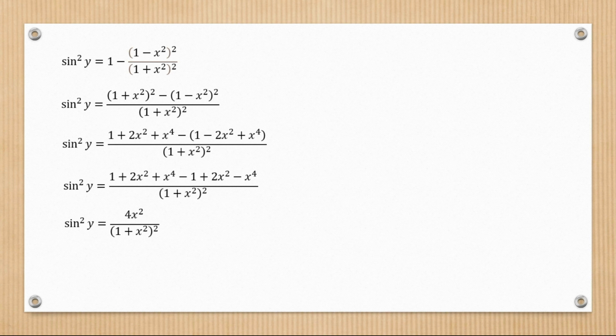But now we can simplify this because we're looking for a value of sine y. So sine y is going to be equal to the root of the values on the right hand side. Therefore sine y shall be equal to 2x over 1 plus x squared.